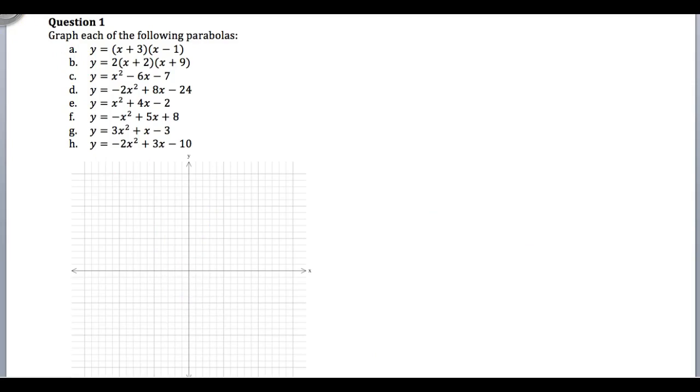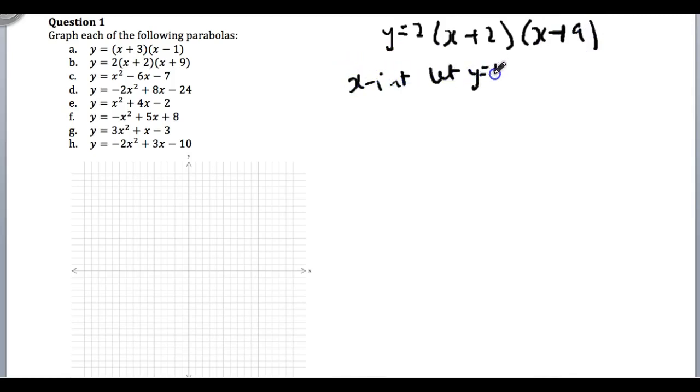So remember also at any time you can press pause and have a go at doing it yourself. So this one here, we're doing y equals 2(x plus 2)(x plus 9). So we do the same thing. Okay, so the x-intercepts, let y equal 0. So we have 0 equals 2(x plus 2)(x plus 9).